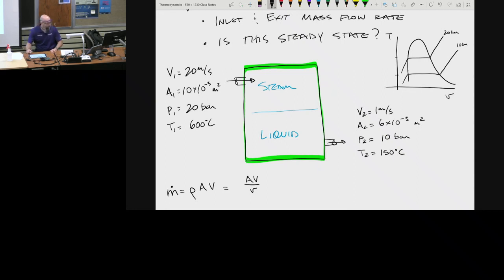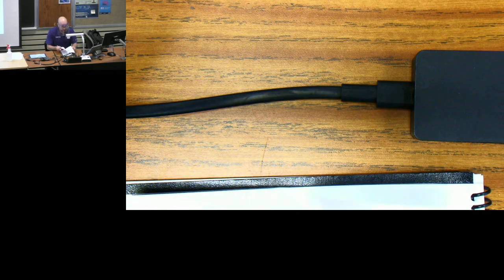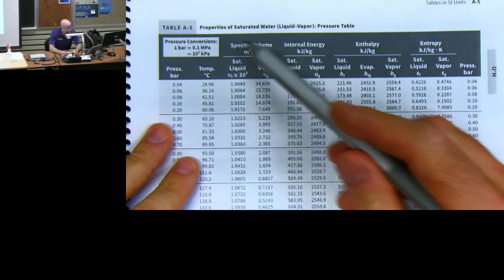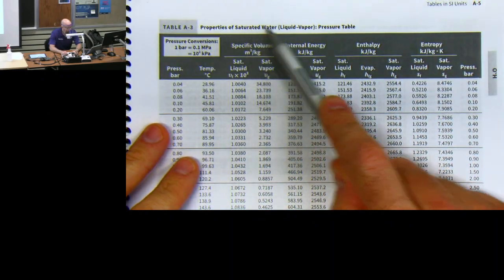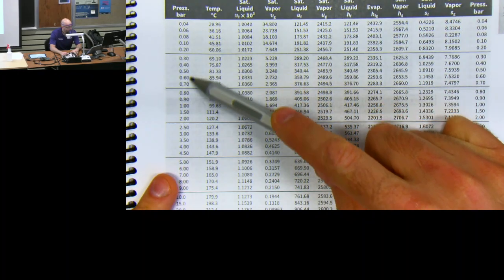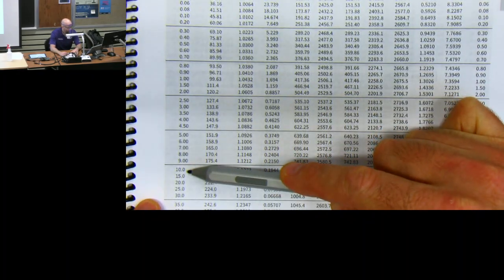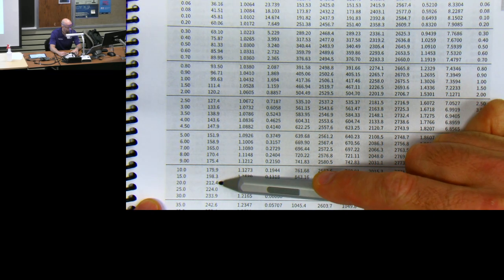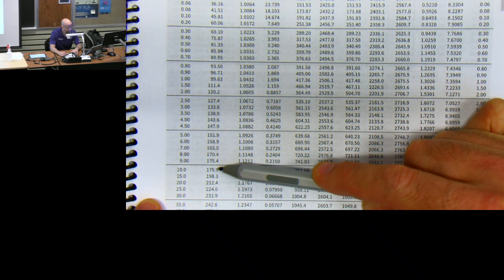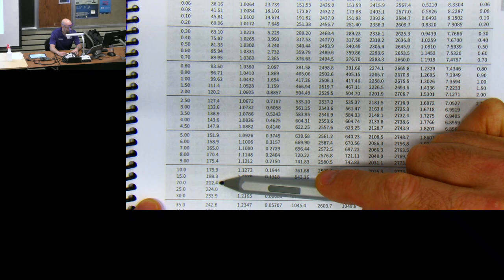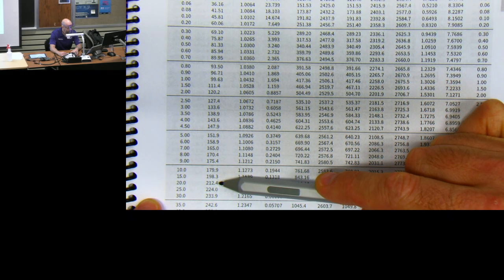And so what we're going to do is go to our old friend, the appendices, and we are going to go to table A3, because A3 is the saturation table that has nice even pressures. So here we go, table A3, properties of saturated water, pressure table, and we're going to go down here and look at 10 bars and 20 bars and find out what the corresponding saturation temperatures are. Here's 10 bars is 179.9 and 20 bars is 212.4. Okay, and that's the information that we needed there.